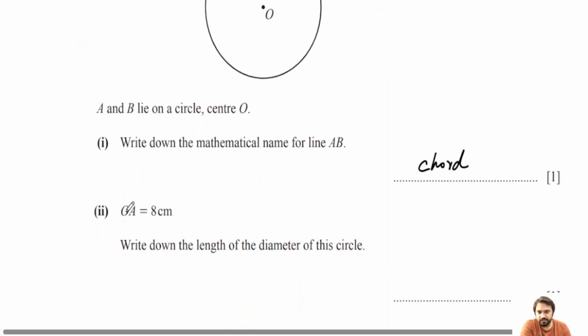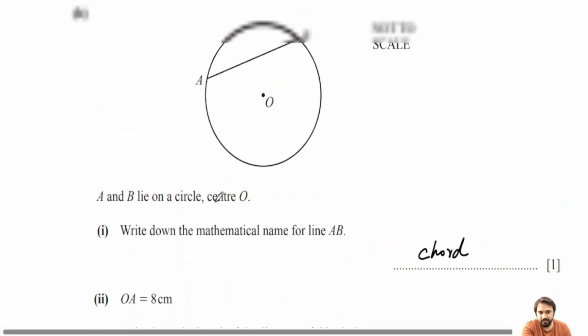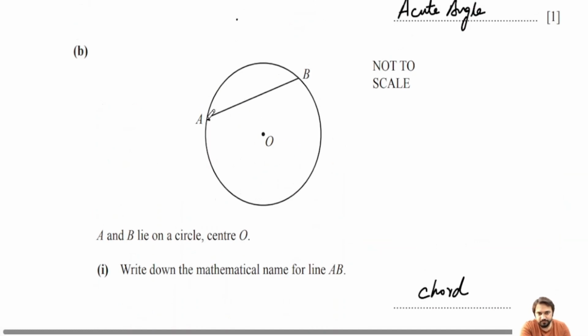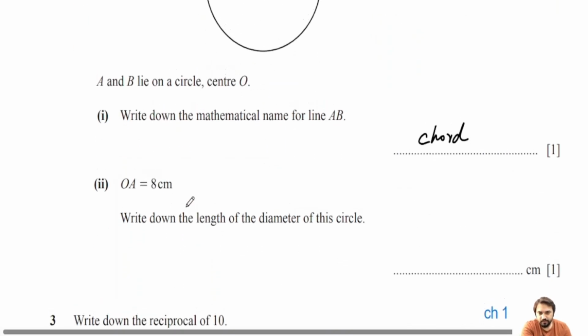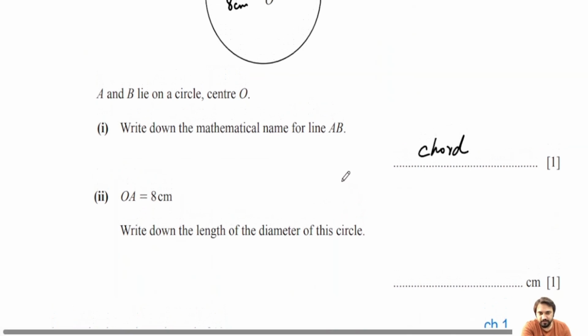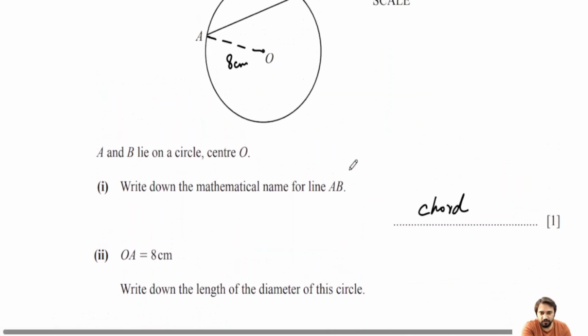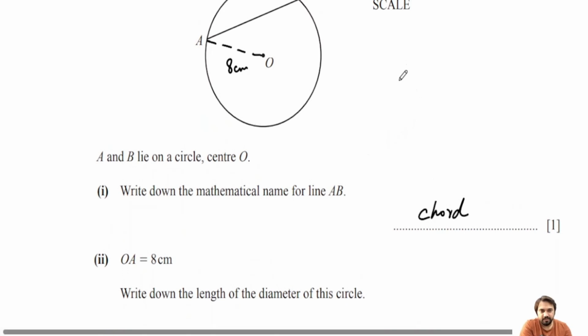Okay, part 2 says if OA is equal to 8 centimeter, this OA is 8 centimeter, write down the length of the diameter of this circle. Now we want to calculate the length of the diameter. Actually, diameter is 2 times the radius, and radius is half of the diameter.